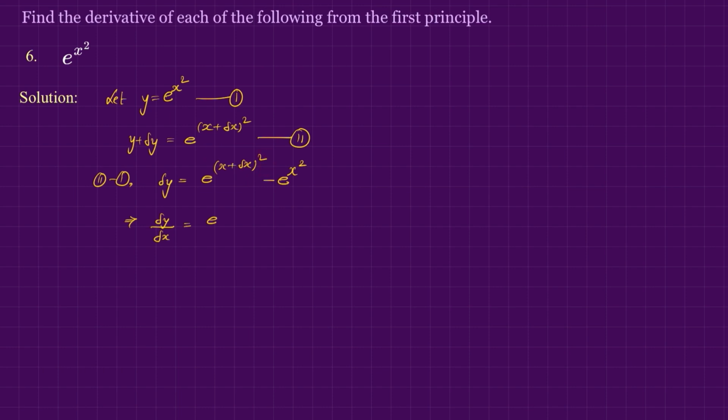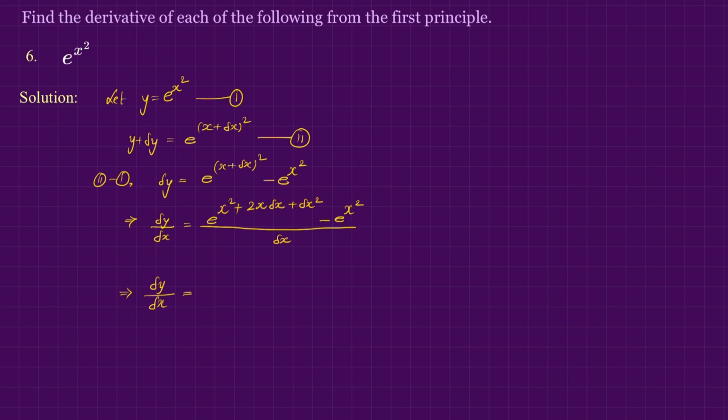So we will expand this power by using the formula of a plus b whole square. So it will be x square plus 2 times x times delta x plus delta x square, minus e to the power x square, whole divided by delta x. This implies delta y over delta x equals, now this particular portion can be written as e to the power x square times e to the power 2x delta x plus delta x square.